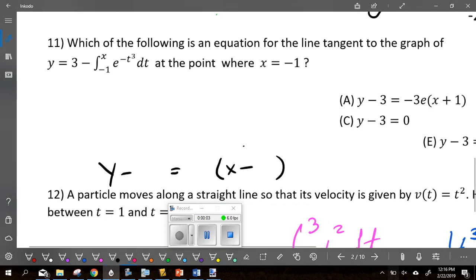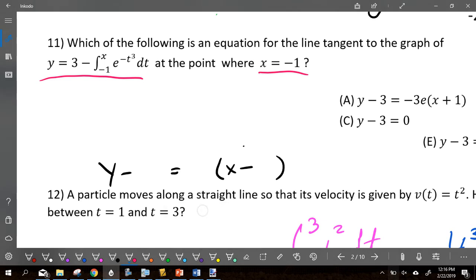I'm finding the equation of the line tangent to the graph of y equals that at the point x equals -1. So I'm going to start off, I'm doing point slope form. That's always true anytime I write the equation of a tangent line. I know that my x is -1, so that's going to be x + 1. If I want to find my y value, I'm going to plug into my y equation.